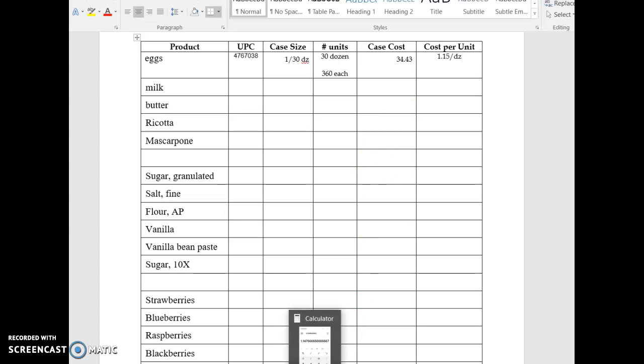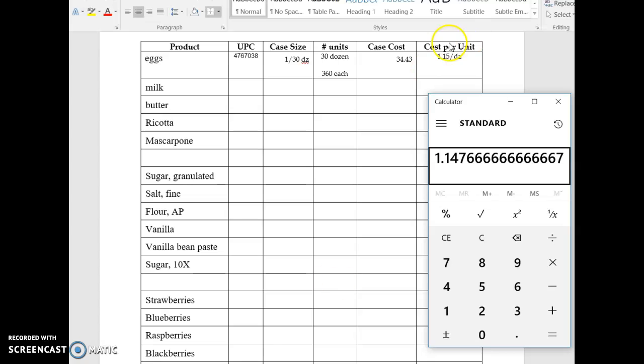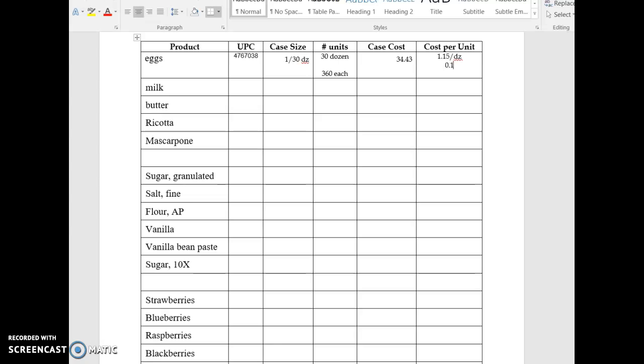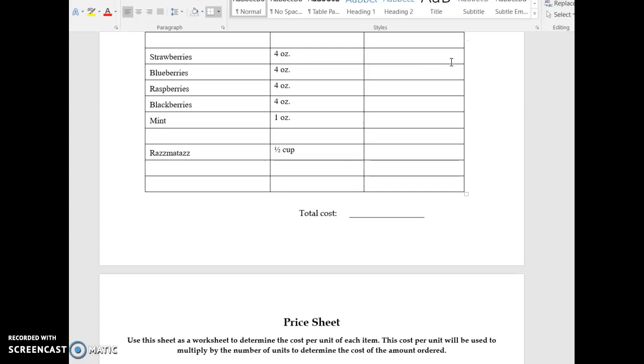Now I want to take and figure out what the cost is for each egg. It's important not to take my rounded number here and then divide it to go further. Instead, I'm going to go back to my case cost here of $34.43 and divide that by 360. This is my cost per egg. Again, notice I'm going to round up, so 10 cents per egg. I include both, again, for the idea of what is my actual unit up above. If my cost is, or my unit is, per dozen, then I'll use $1.15.